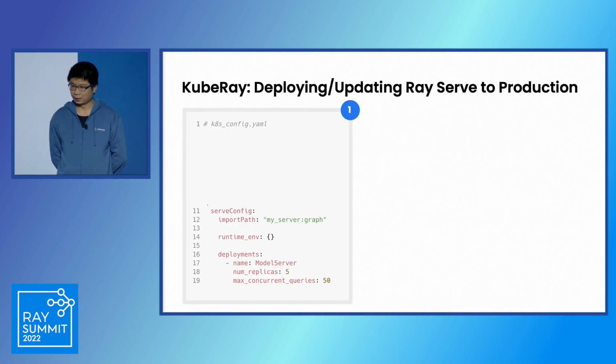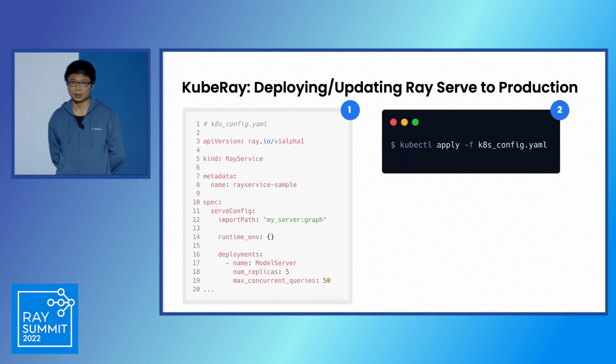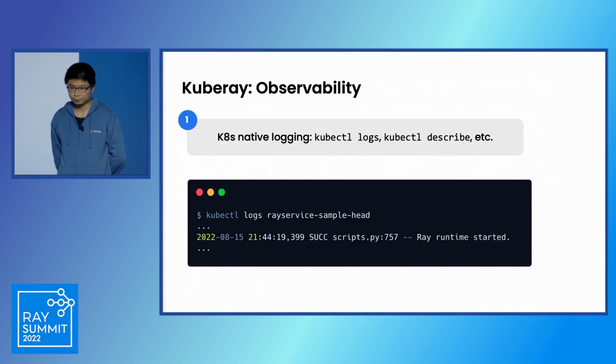So let's take a detailed look. What does the CR look like and how do we deploy it? The left side is the CR definition, and the bottom part is your centralized config for your Ray Serve application. The upper part is some metadata for Kubernetes usage. To deploy it is very simple: just use kubectl apply with this YAML config. Kubernetes and the operator will handle everything for you.